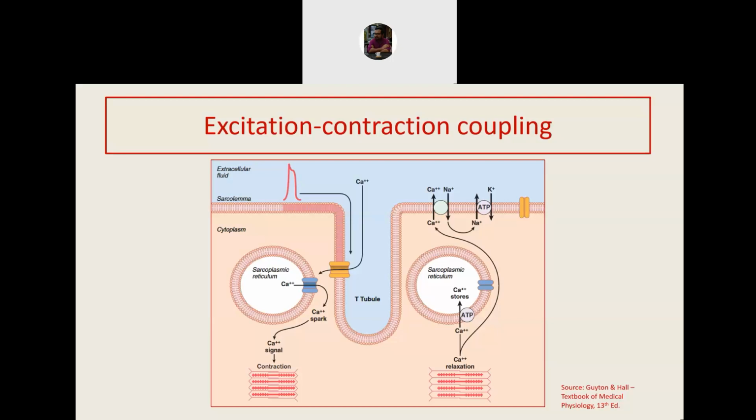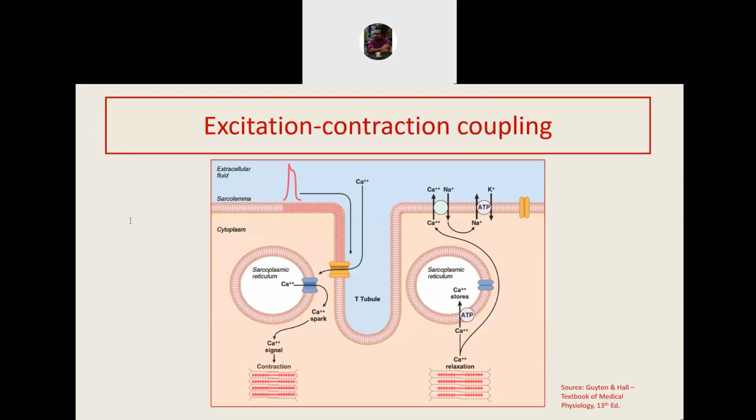Skeletal muscle and cardiac muscle have almost similar structures. So the overall mechanism of muscle contraction is more or less the same. But the excitation contraction coupling is slightly different in the cardiac muscle compared to that of the skeletal muscle. So let us see how the excitation contraction coupling happens in cardiac tissue.